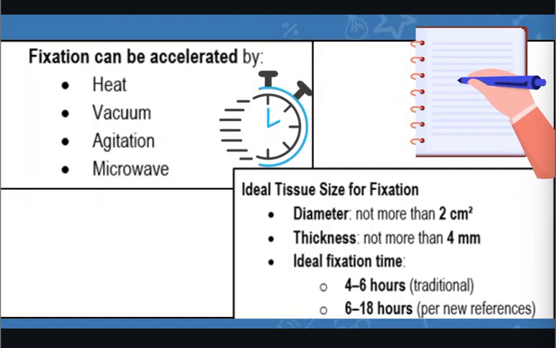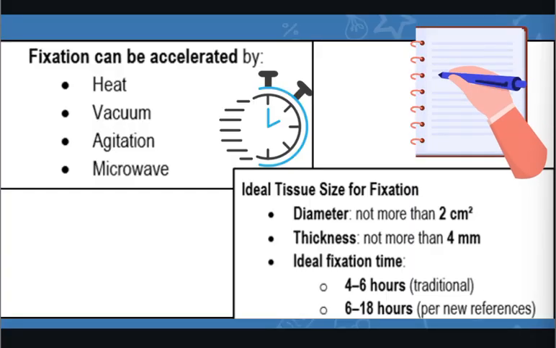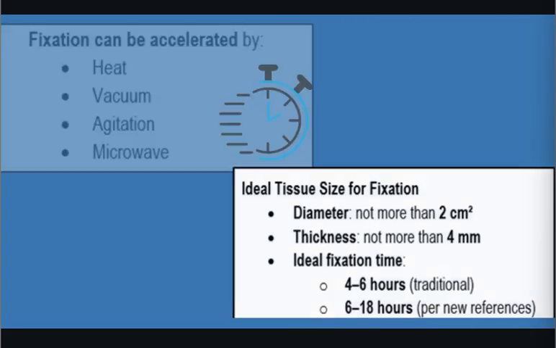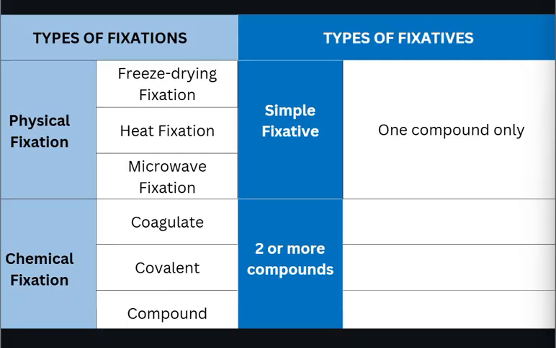So fixation can be hastened by the following: we could use heat, vacuum, agitation, and microwave. And the ideal tissue size for fixation: diameter not more than 3 centimeters, thickness not more than 4 millimeters. And the ideal fixation time is around 4 to 6 hours for the traditional. On the other hand, in newer references, it's around 6 to 18 hours. So it totally depends. Okay?